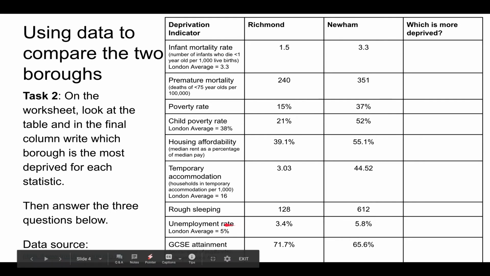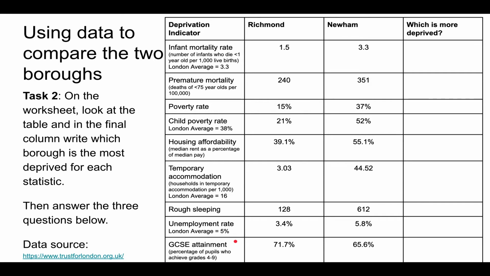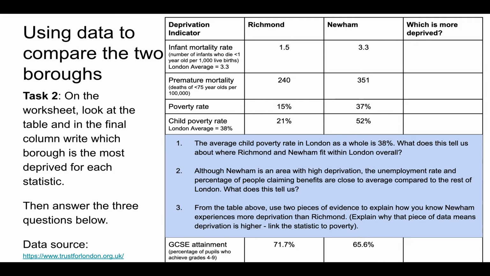Unemployment rates, another thing that we would like to be low. But if we look down here at GCSE attainment, we would hope that GCSE attainment needs to be high, okay? Because these are the percentage of pupils who achieve grades 4 to 9. So once you have worked out which of those places is more deprived in each of those categories, I would like you to answer the 3 questions below the table. Okay, so pause the video, take some time to think about it, answer the questions to the best of your ability, and then we'll move on.